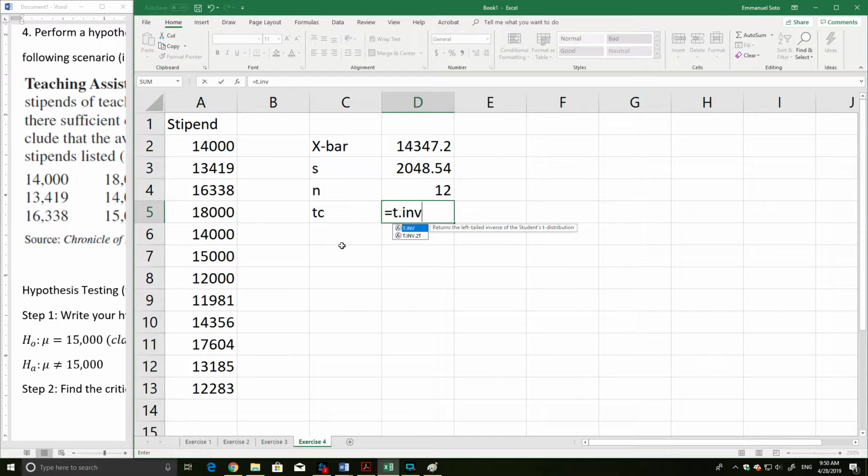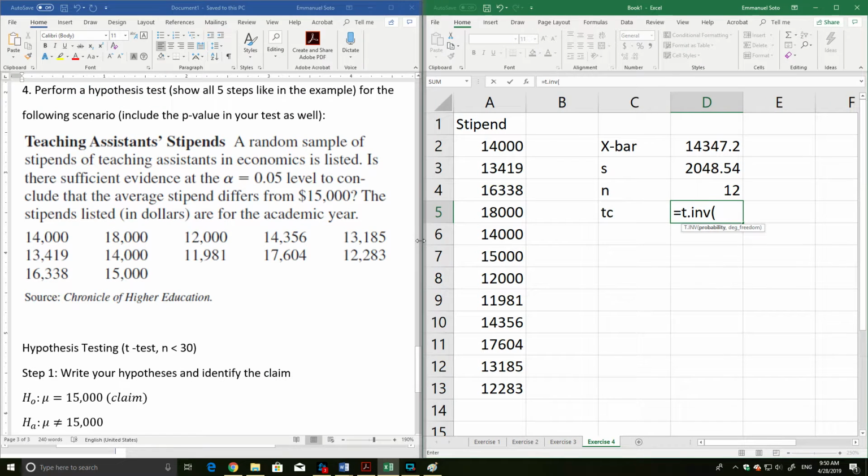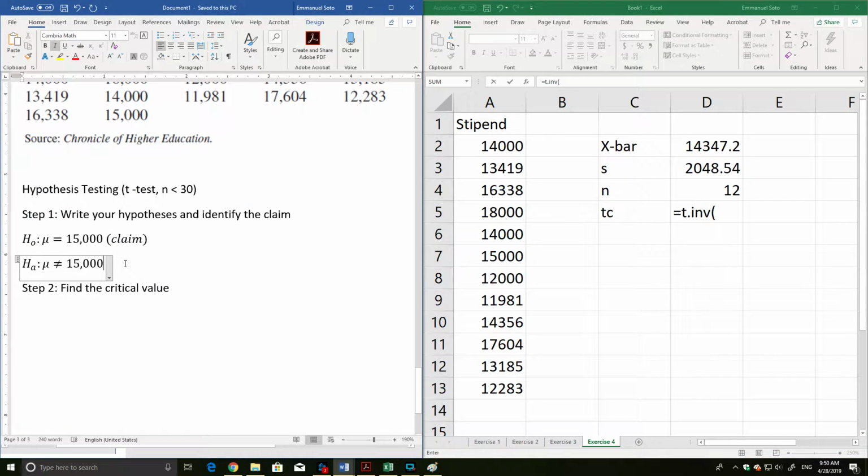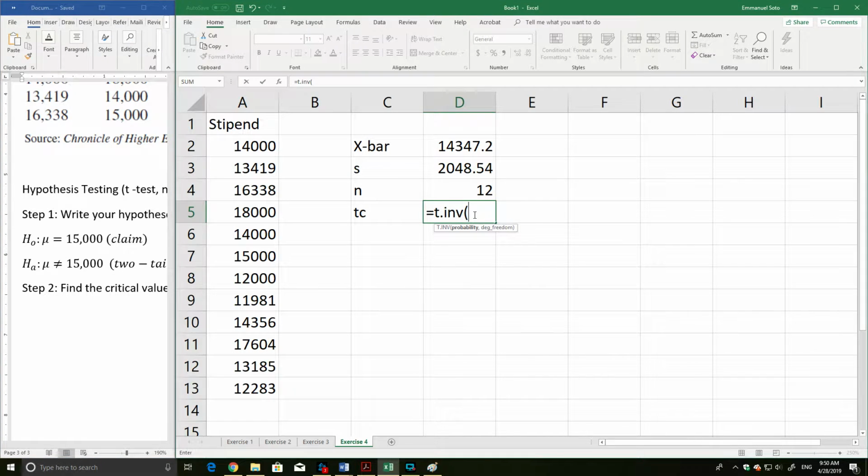If you go back to the hypothesis, if the alternative hypothesis is does not equal, this means we're doing a two-tailed test. If it's greater than for the HA, it's a right-tailed test. If it's less than, it's a left-tailed test. So now that we know we're doing a two-tailed test, we could use the two-tailed version, but I'm just going to use the regular inverse function here.